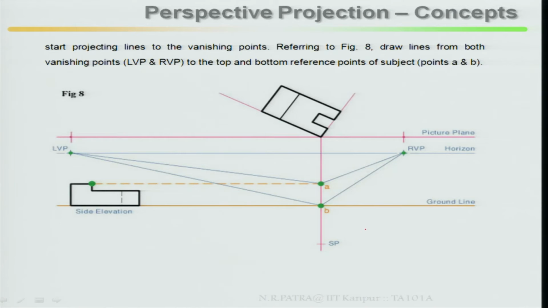Then next step, start projecting lines to the vanishing points. Referring to figure 8, draw lines from both vanishing points, left vanishing point and right vanishing point, to the top and bottom reference point of the subject. This is your top and bottom reference point of the subject because this is in true length. From here draw a line, join to your right vanishing point, here join your right vanishing point, as well as A to left vanishing point, B to left vanishing point.